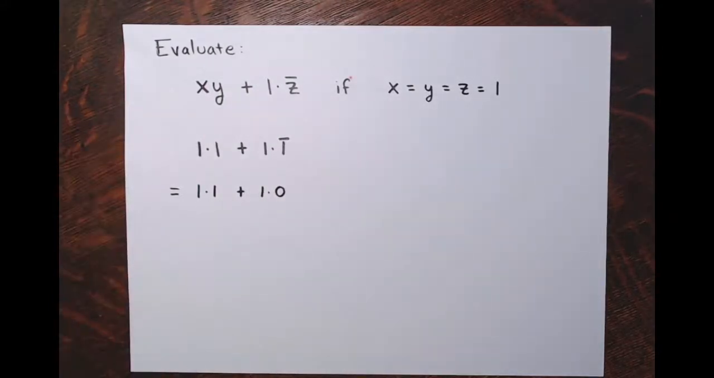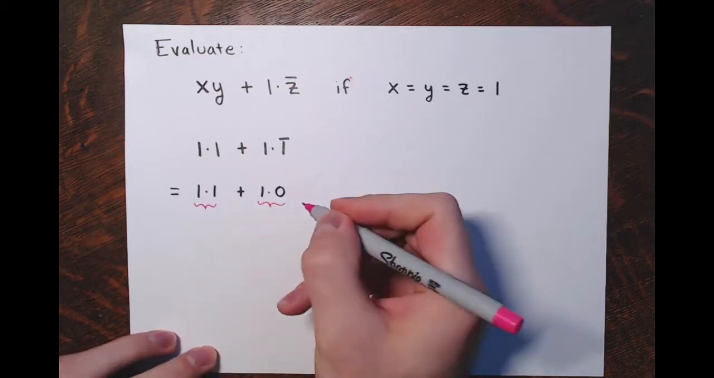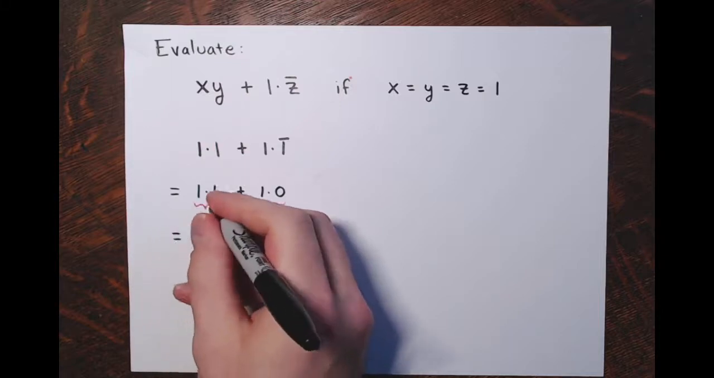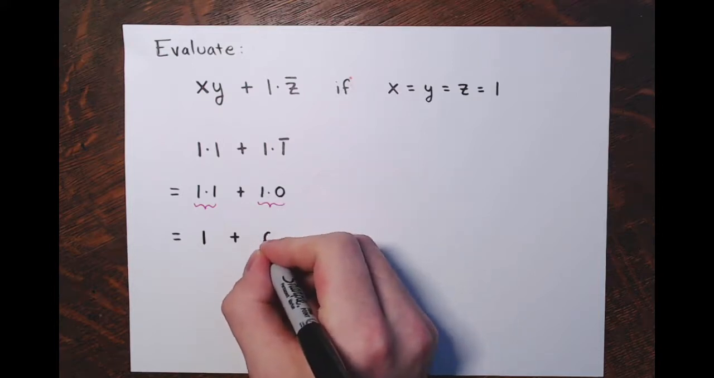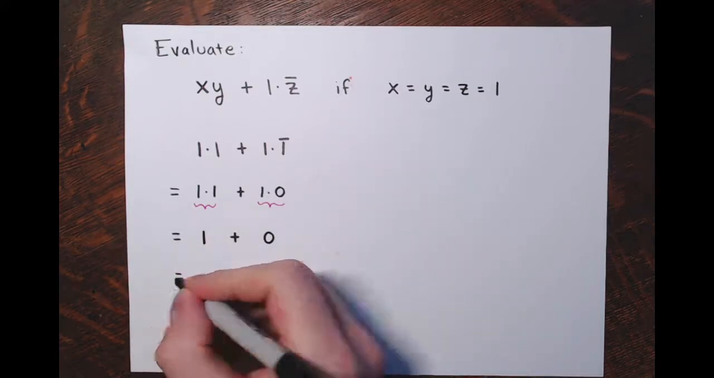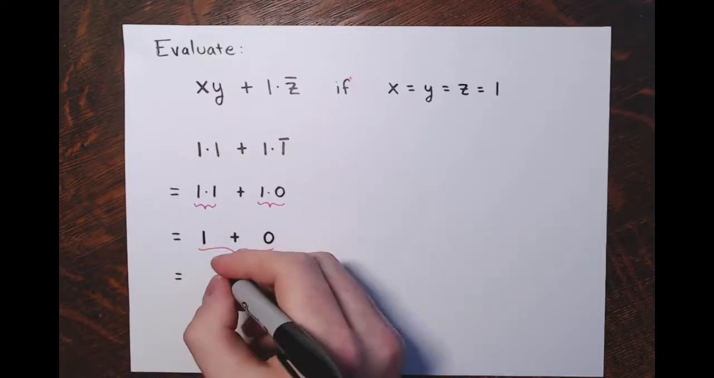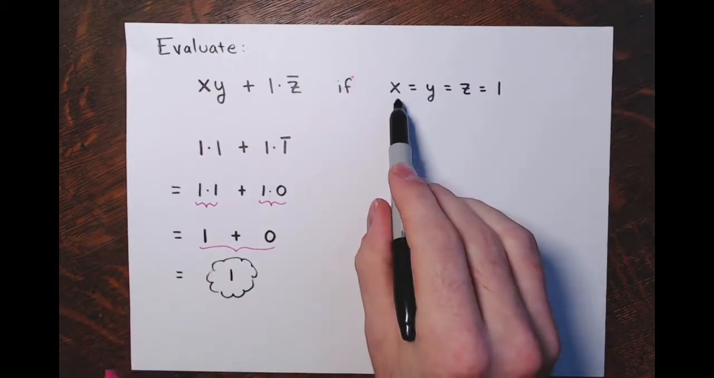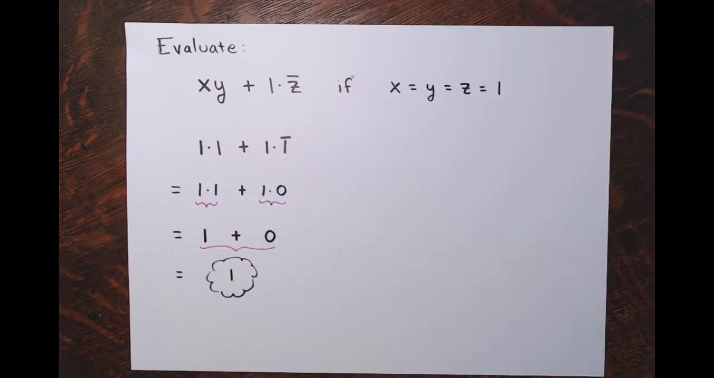Right. Then you do your multiplications before your additions. So I'm going to do the 1 times 1 and the 1 times 0 first. All right, so 1 times 1, remember, is 1. And you got the plus here. 1 times 0 is 0. And then finally the addition. That's the only operation left. 1 plus 0 is 1. Right? So the value of this expression, when the Boolean variables take on the value of 1, is 1 itself.